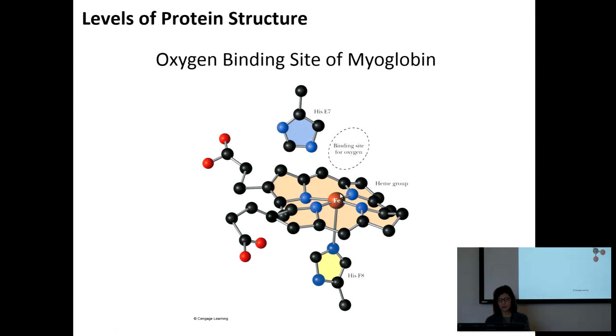So this iron, when it's not coordinating with this histidine, will coordinate with oxygen. Oxygen has a lot of lone pairs, so the oxygen will come down and coordinate with it. When it doesn't have oxygen, it will go up with this histidine. So this histidine E7 is sort of like a gate.